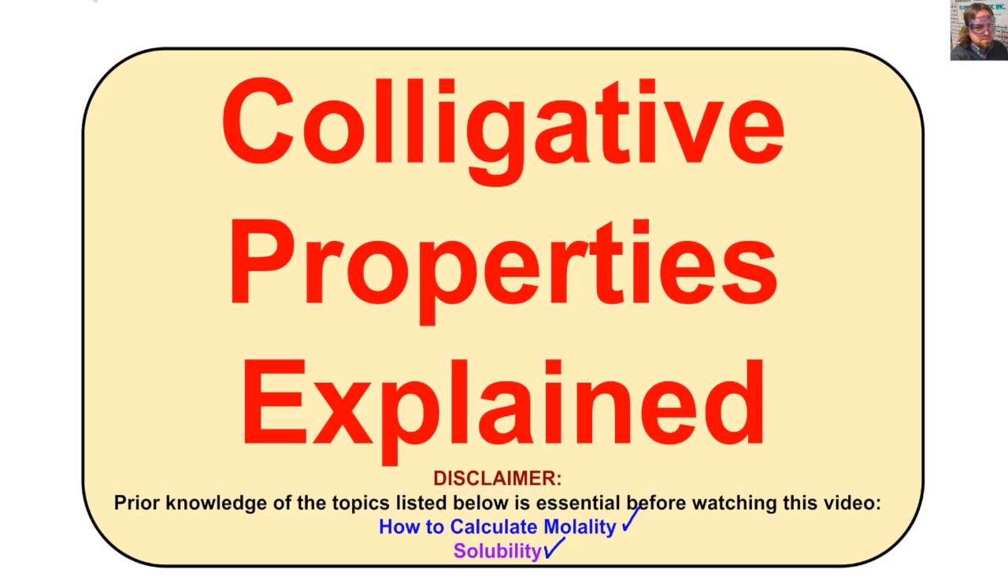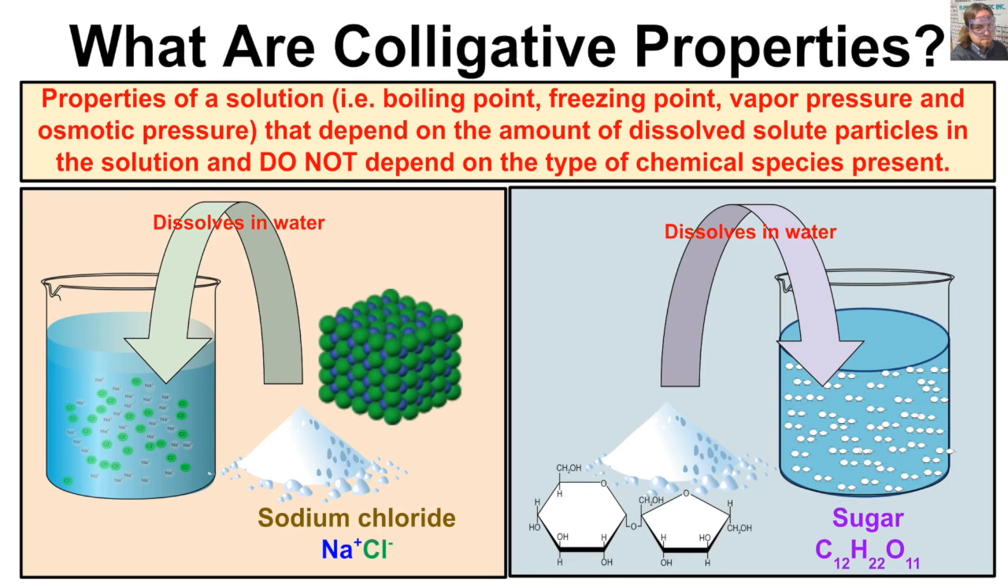So what are colligative properties and how do they work? Well, let's take a look. It says right here that colligative properties are properties of a solution, for example boiling point, freezing point, vapor pressure, and osmotic pressure, that depend on the amount of dissolved solute particles in the solution and do not depend on the type of chemical species present.